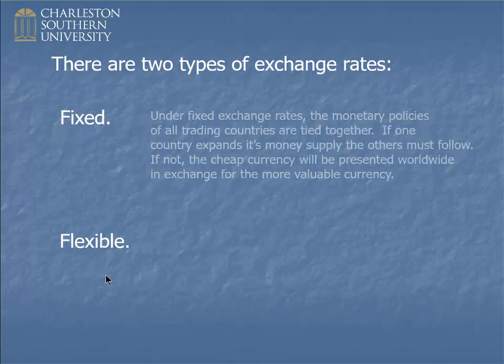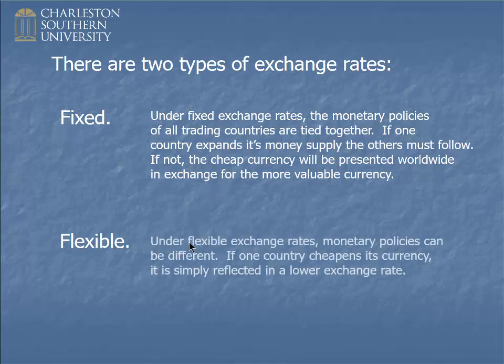So basically, under fixed exchange rates, monetary policy of all trading countries are tied together. They can't engage in independent monetary policy because if they did, all that would happen is that dollars would flow in or flow out, and because of the fixed promise, they would have to buy up all those extra dollars or sell off dollars that they are keeping out of circulation.